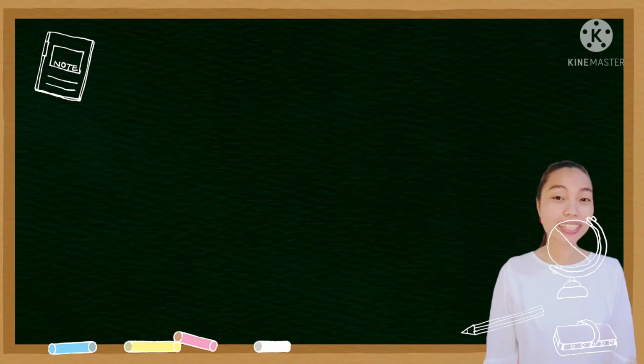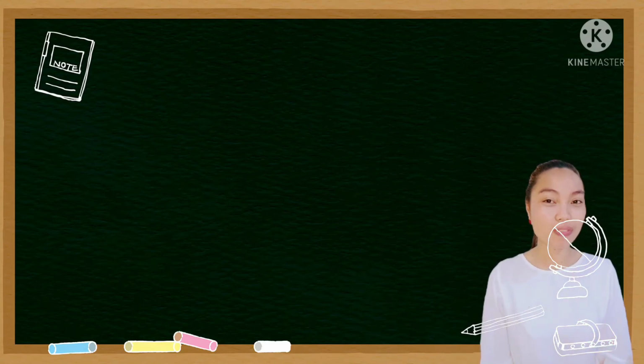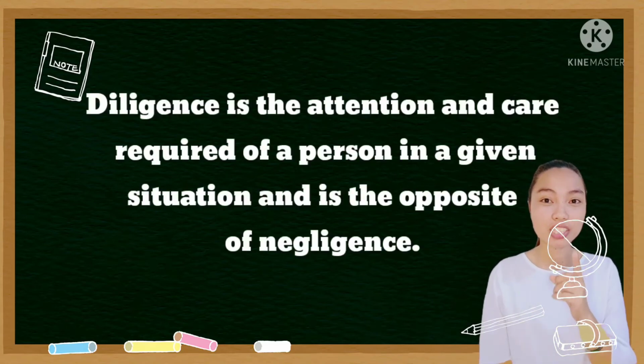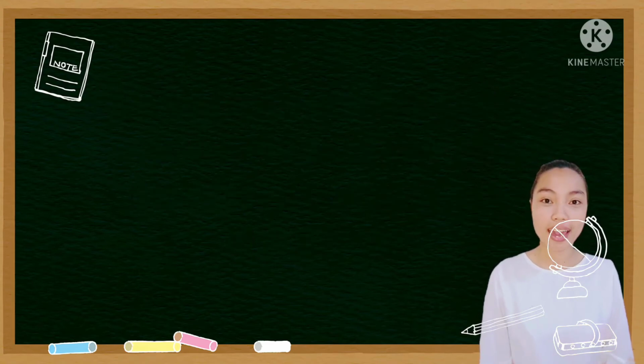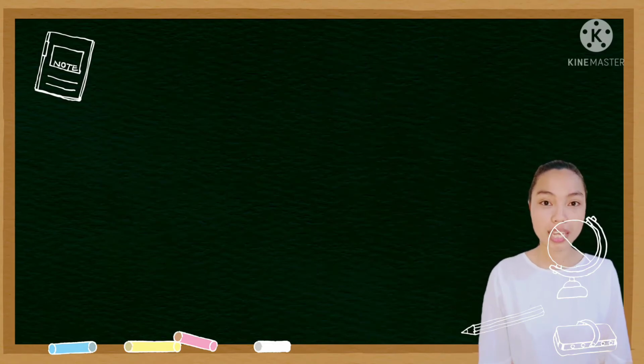So, let's get back to Article 1163, which speaks of the diligence of a good father of a family. What does it mean? First, let's take a simple definition of diligence. Diligence is the attention and care required of a person in a given situation and is the opposite of negligence. Ordinarily, the father is the head of the family. The father should perform voluntarily his duties to provide support and protect his family. A good father does not abandon his family. He occupies a place of honor and leadership in the family. For instance, his surname is carried over to his children and subsequent male generation.